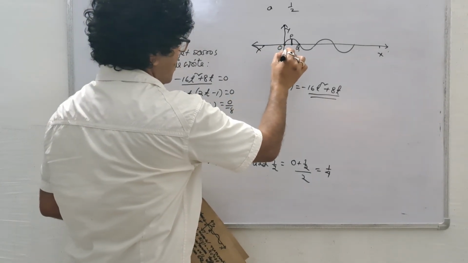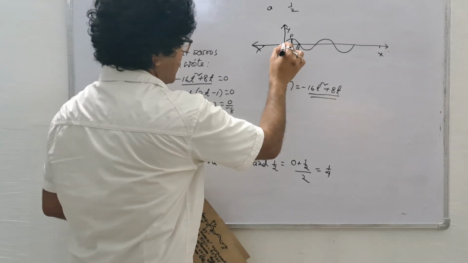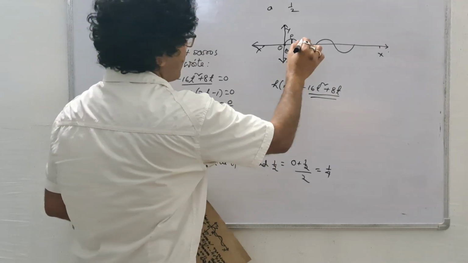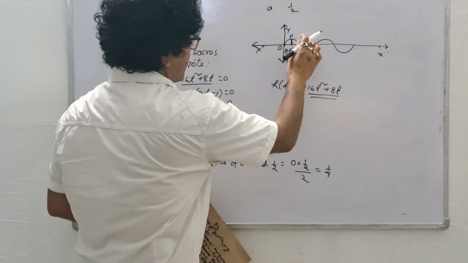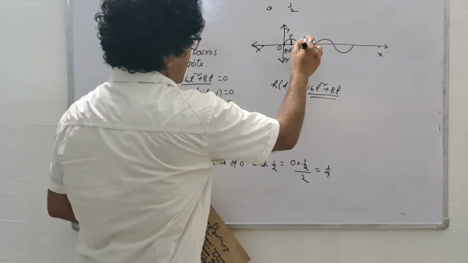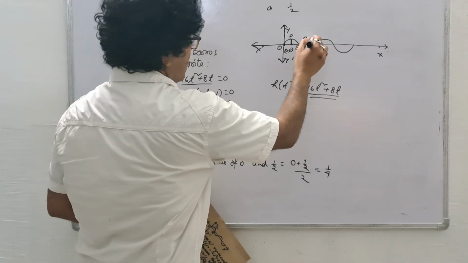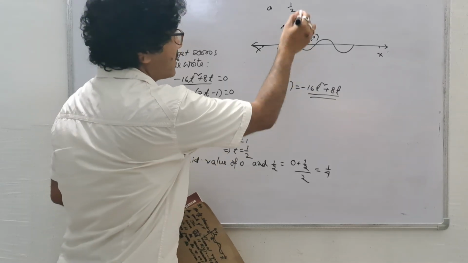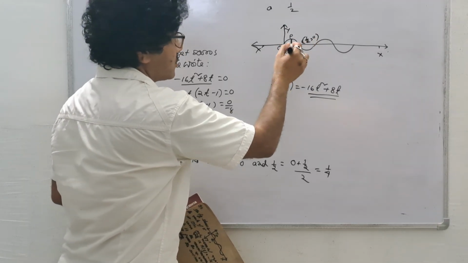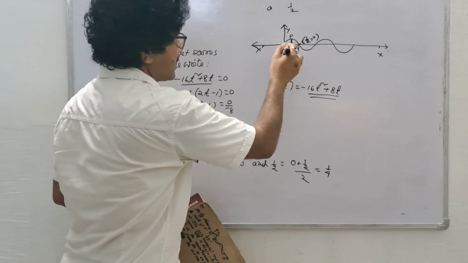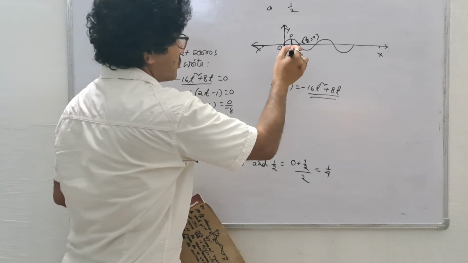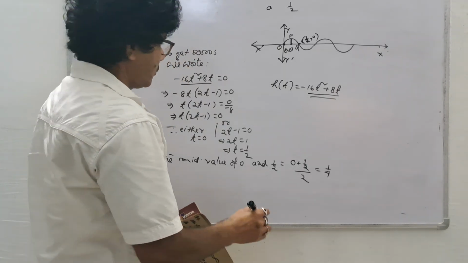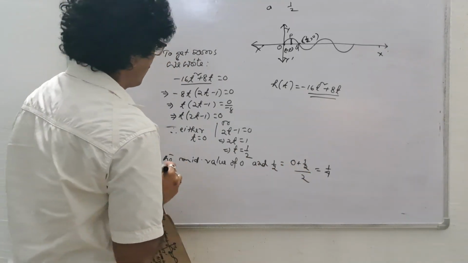x value 0, y value also 0, so it is intersecting at this point. Again x value what we are getting? x value half, and for x value half, this point, y value is also 0. That is, this point x value half, and no height, so y value is also 0. So ultimately this curve intersects the x-axis at 2 points, (0, 0) and (half, 0). Okay.